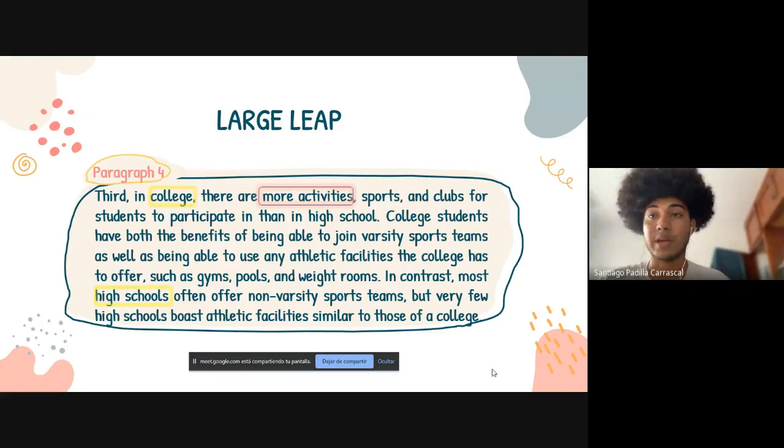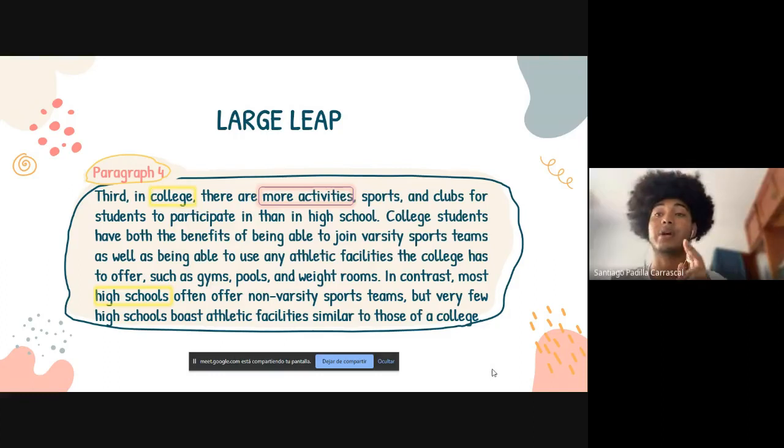The next one, the fourth one, it's about the social environment, and it says, third, in college there are more activities, sports, and clubs for students to participate in than in high school. College students have the benefits of being able to join various sport teams, as well as being able to use any athletic facilities the college has to offer.